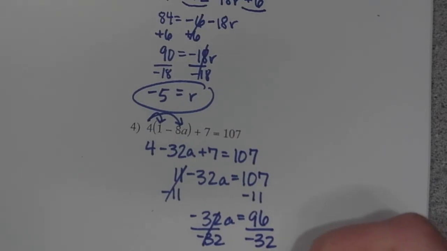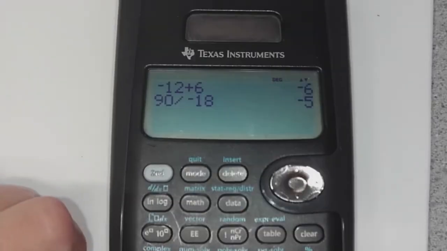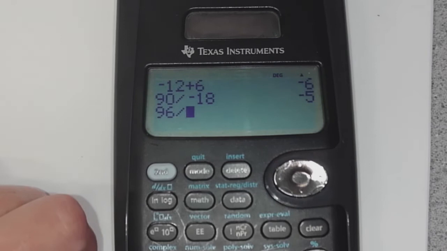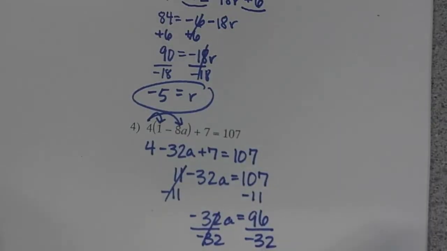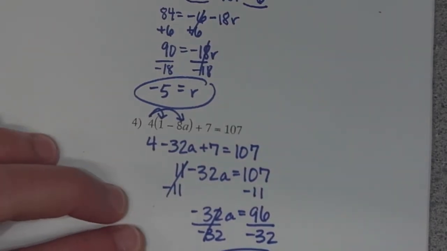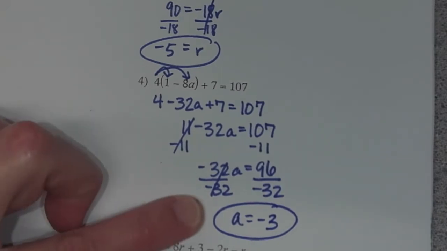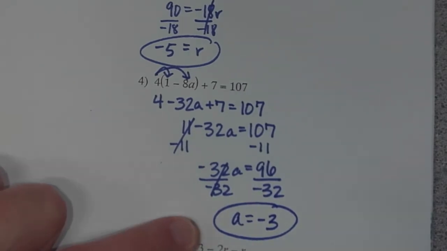And a is going to equal, I'm betting it's negative 3, but I want to be sure. So 96 divided by negative 32. Okay, there we go. Negative 3. And we got it. All right, another one down. And y'all couldn't see that. I'm so sorry. But that was just the last step. I just wrote a equals -3.